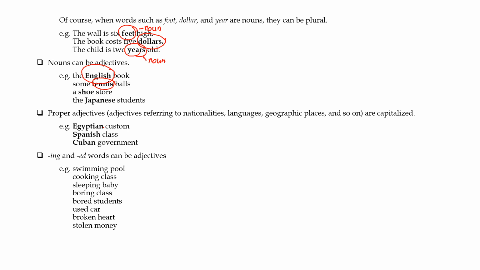Proper adjective is the name of things like building, city, country, a brand name of vehicle, and so on. So it is not restricted to Egyptian, Spanish, Cuban. It is not restricted only to those three things. The ending -ing and -ed words can be adjectives, like swimming pool, cooking class, sleeping baby, boarding class, bored students, used car, broken heart, stolen money.